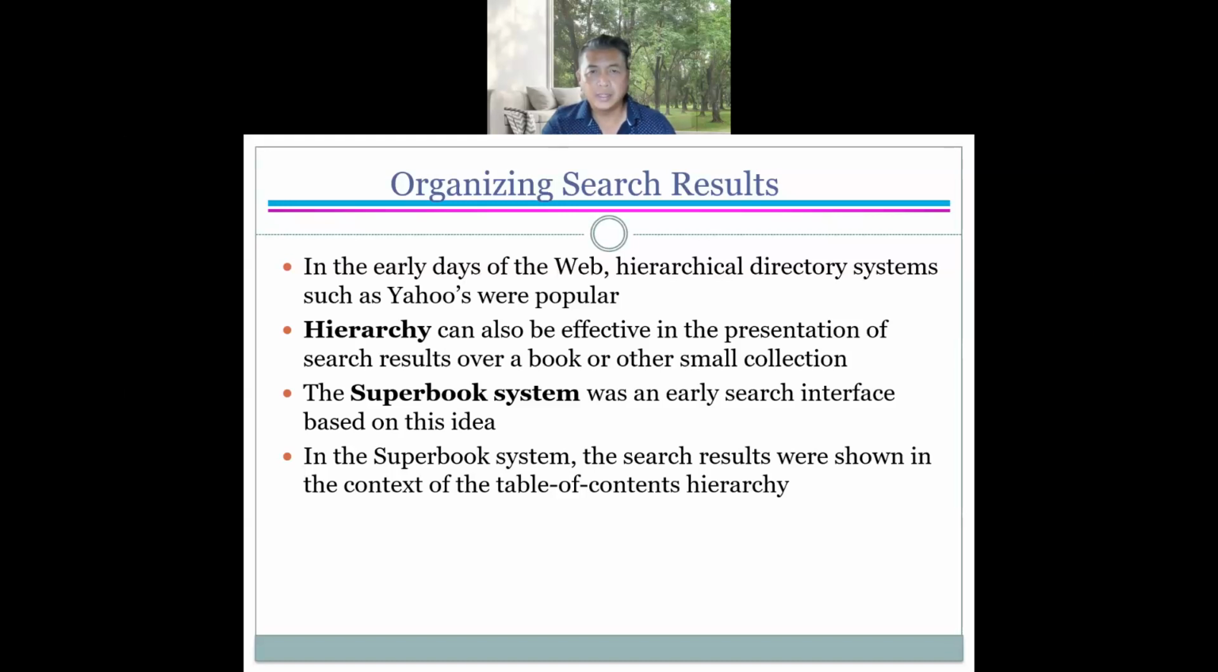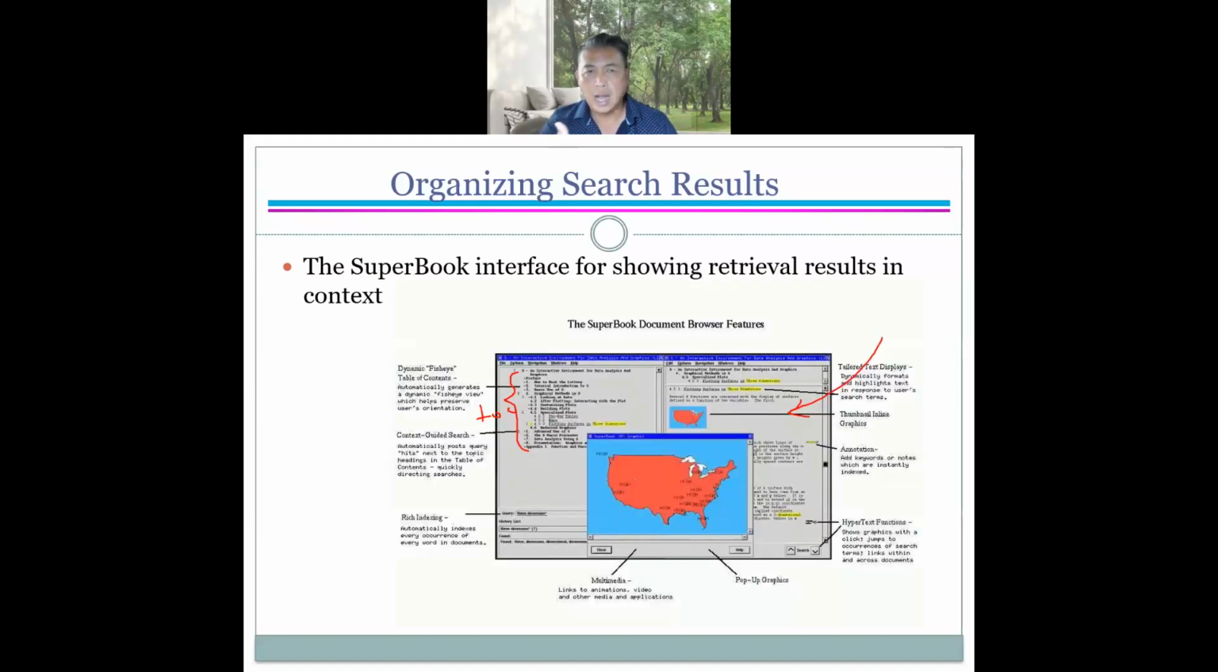Okay, so this is an example of the hierarchy. Based on the table of contents here, then you can look at the section here. So this is what we call the Superbook. But I don't think this one is still available to the public, because this one is in the research area. They performed research on this area and then they published their work here.